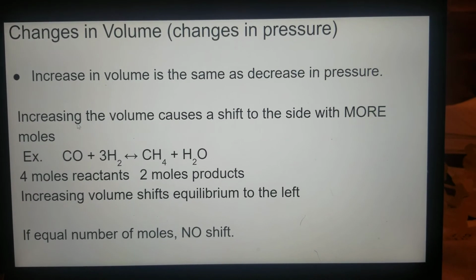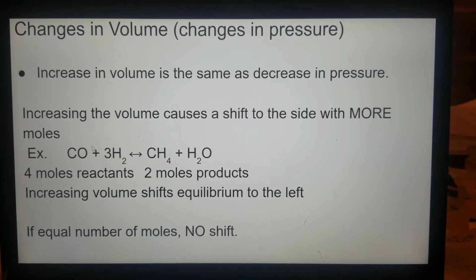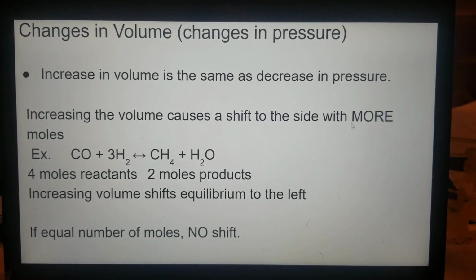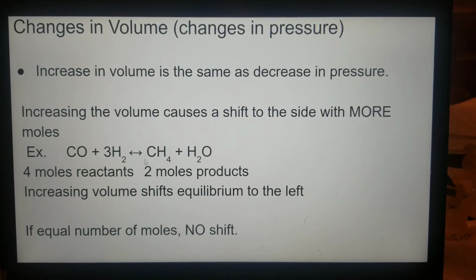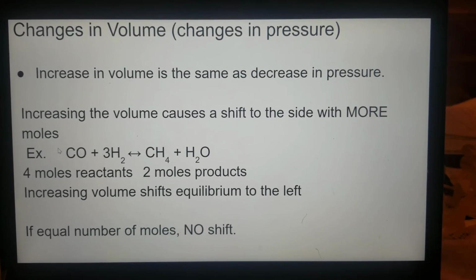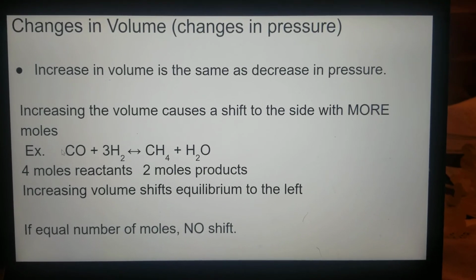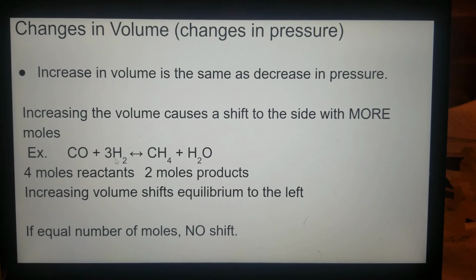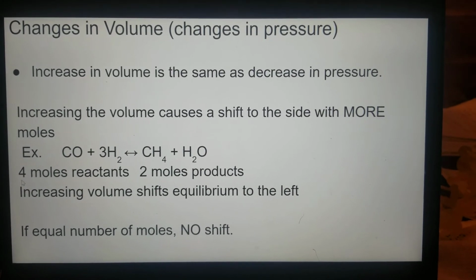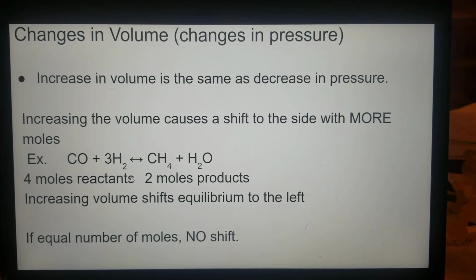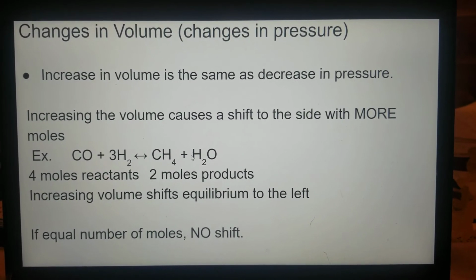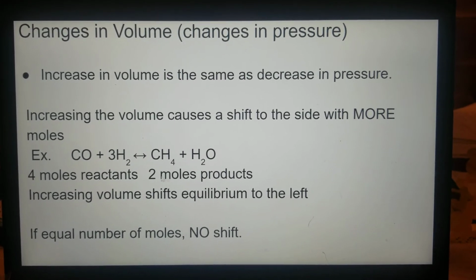So if you were to increase the volume on this reaction, it would cause a shift to the side with more moles. So you need to look at both sides of the reaction. You have to see how many moles of stuff there is. For example, there's only 1 mole of carbon monoxide and 3 moles of hydrogen. If you add those up, there's a total of 4 moles of reactants. On the product side, you have 1 mole of CH4 and 1 mole of water. Add those up, you have a total of 2 moles of products.